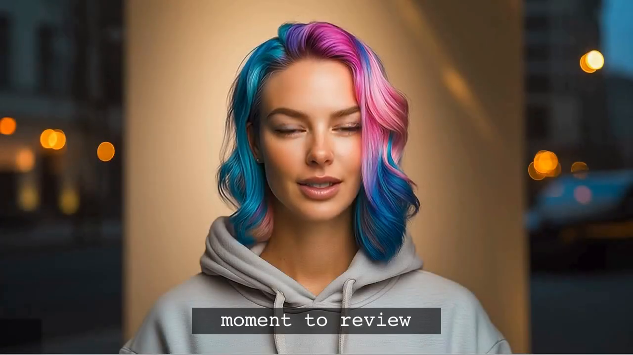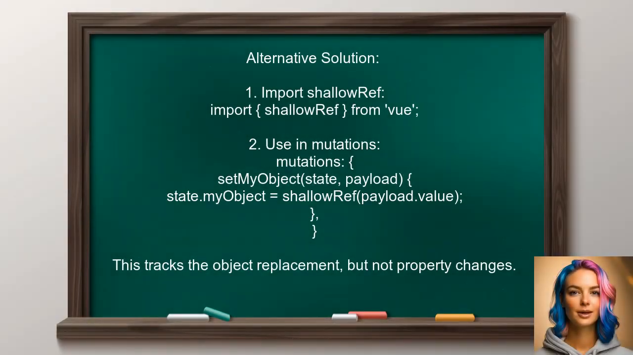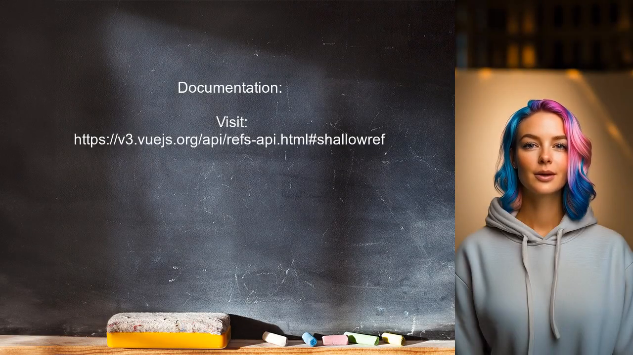Let's take a moment to review another user's answer. One alternative solution is to use shallow ref from Vue. This allows you to track the array without monitoring changes to the properties of its objects. First, import shallow ref, then in your mutations, set your object using shallow ref with the payload value. For more details, you can check the official documentation on shallow ref at the provided link.